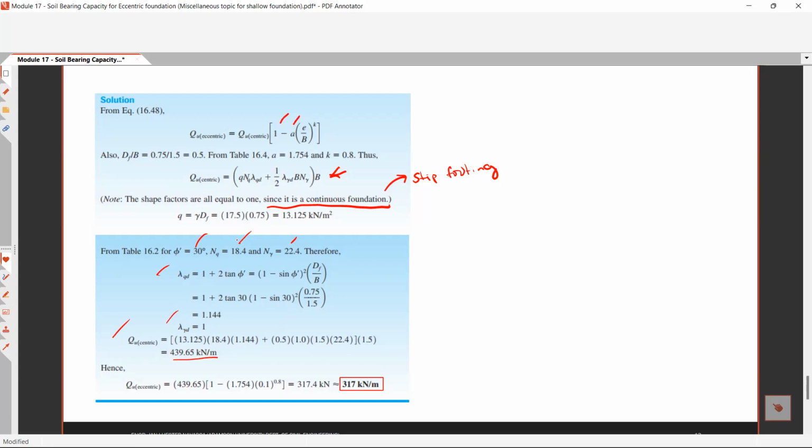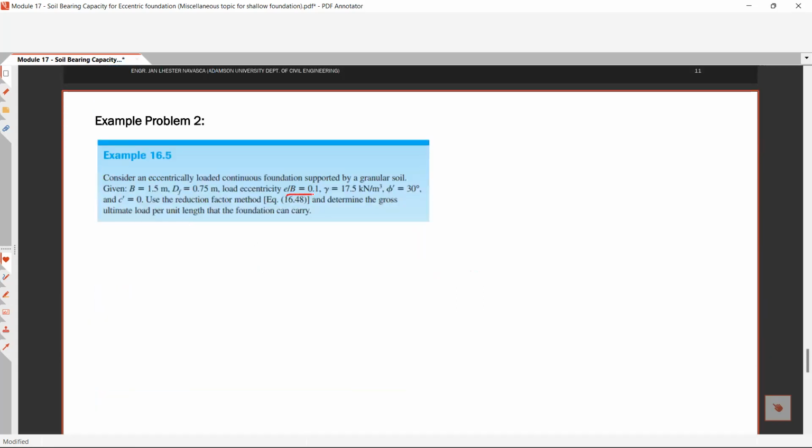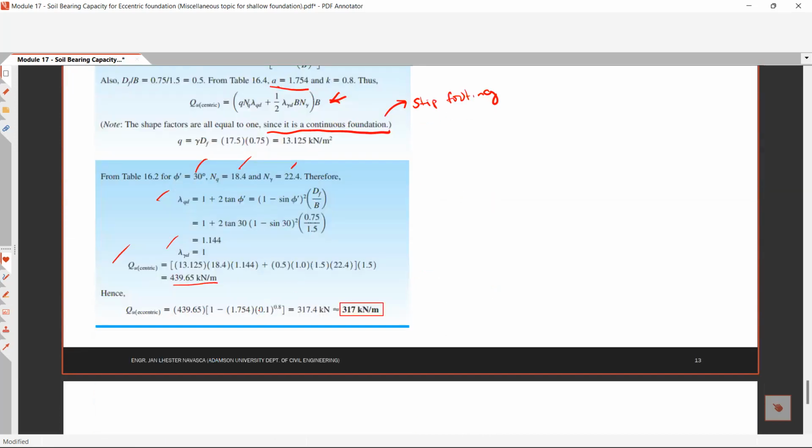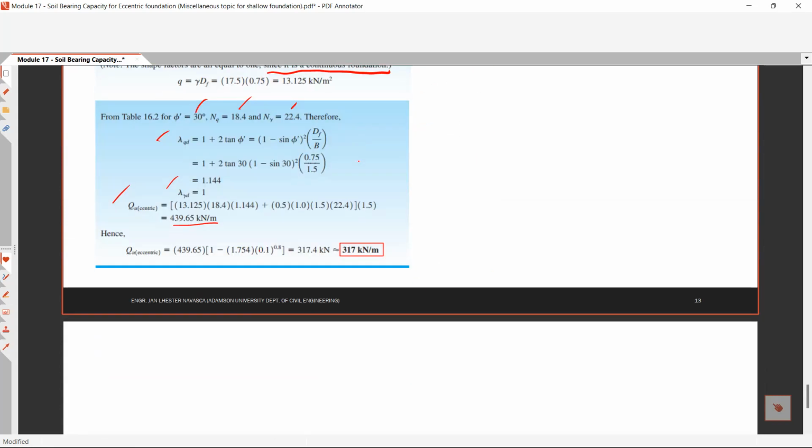Ano yung alpha mo? That is 1.754. Yan yung value mo doon sa table. And ano yung E over B mo? According to the problem, your E over B is 0.1. So that is 0.1 raised to K. Ano yung K mo? Yung K mo is 0.8. So therefore, your value is 317.4 kilonewton. So ito yung value for your eccentric foundation, which is 317 kilonewton per meter.